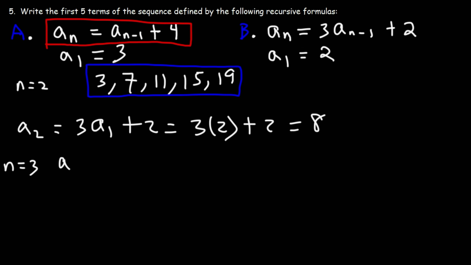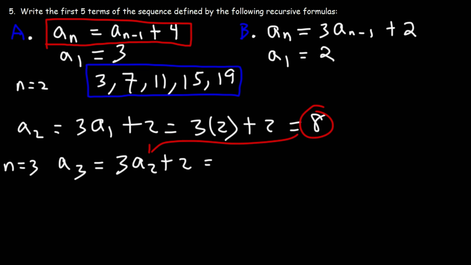When n is 3, we have this equation. A sub 3 is equal to 3 times a sub 2 plus 2. So we're going to take 8 and plug it in here to get the third term. So it's 3 times 8 plus 2. 3 times 8 is 24, plus 2, that's 26.